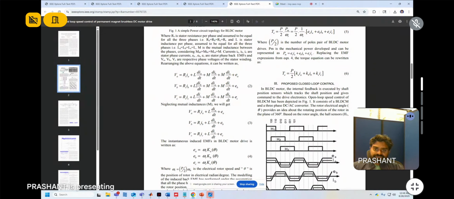L is the stator inductance per phase, and M is the mutual inductance between all the phases. EA, EB, EC represent the stator phase back EMF of the PMBLDC motor drive systems.